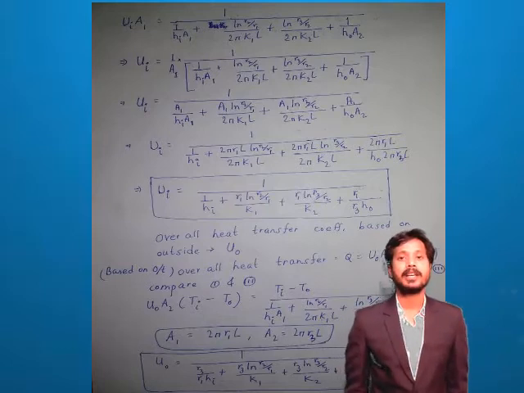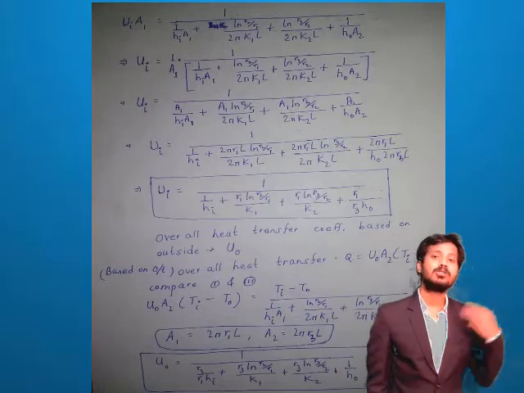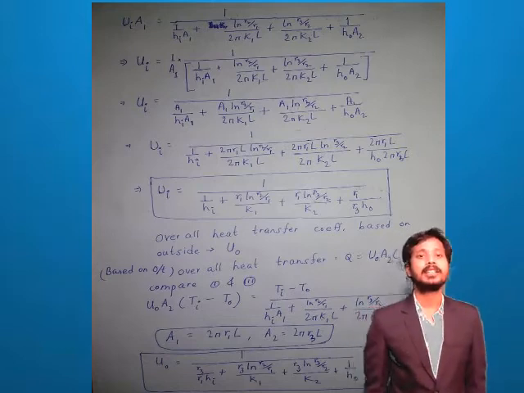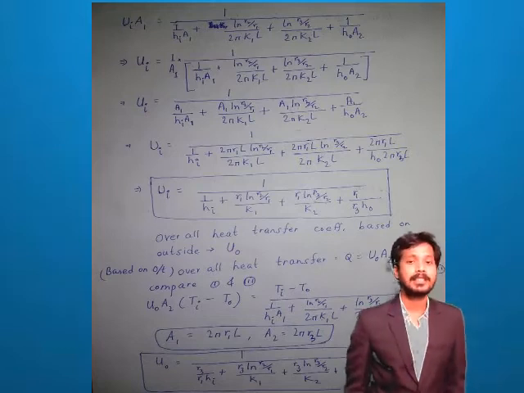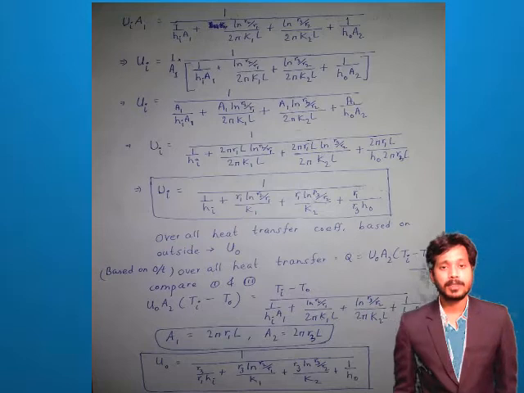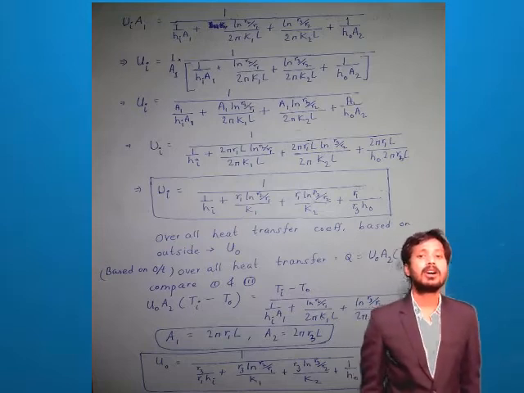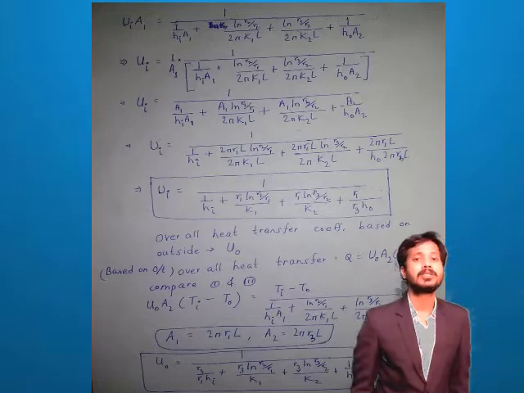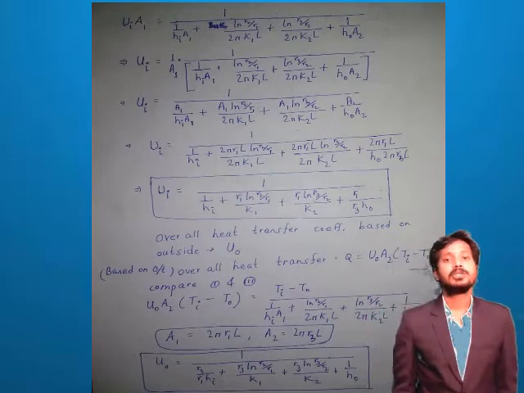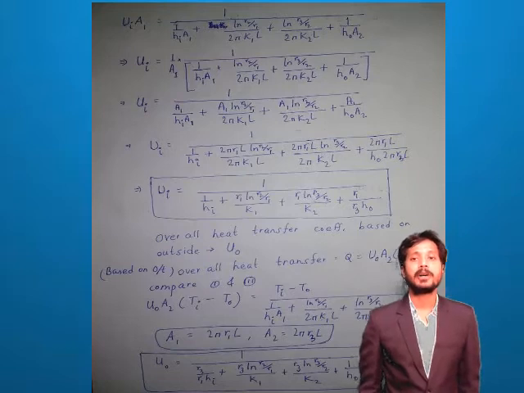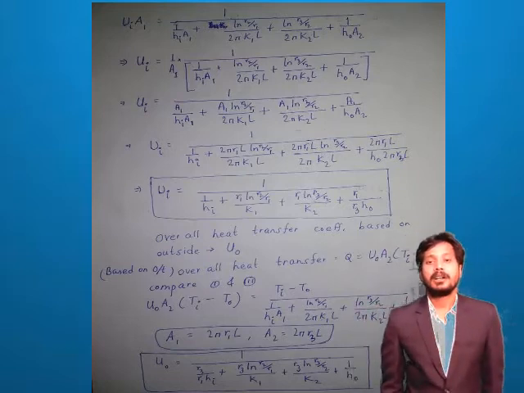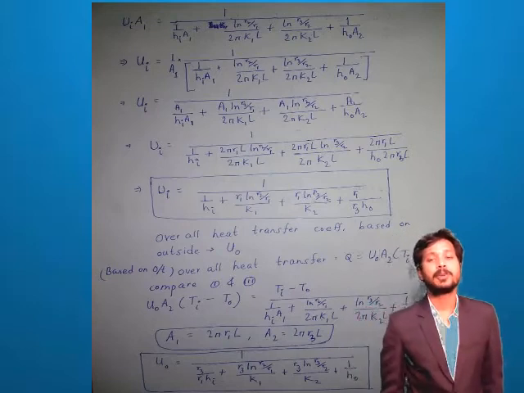Now we know the value of A1: 2 pi r1l, and A2, the outside area, is 2 pi r3l. So if I put the values, what do you get? Ui equals, A1 cancels, so it comes 1 by hi plus 2 pi r1l ln of r2 by r1 by 2 pi k1l plus 2 pi r1l into ln of r3 by r2 by 2 pi k2l plus 2 pi r1l by h naught 2 pi r3l.